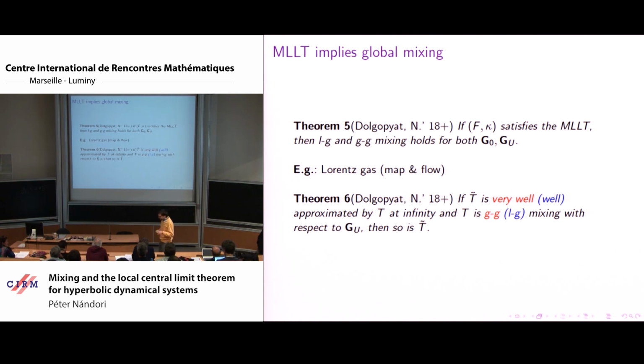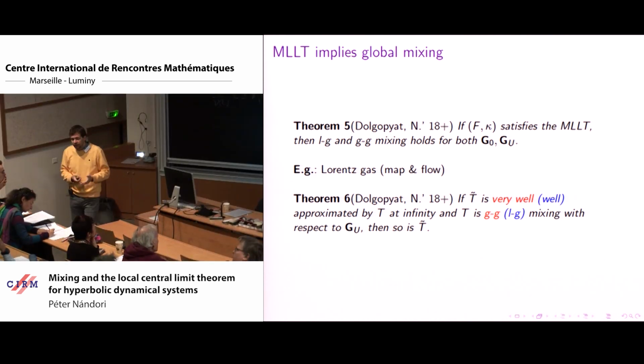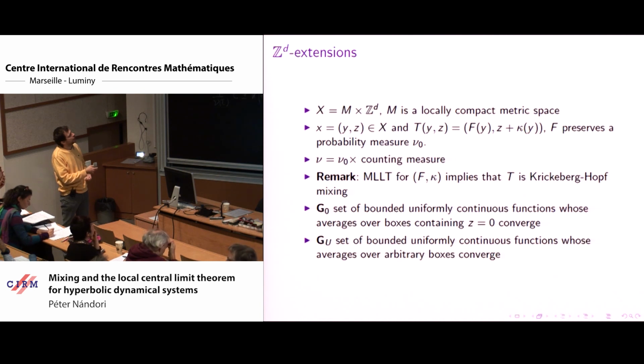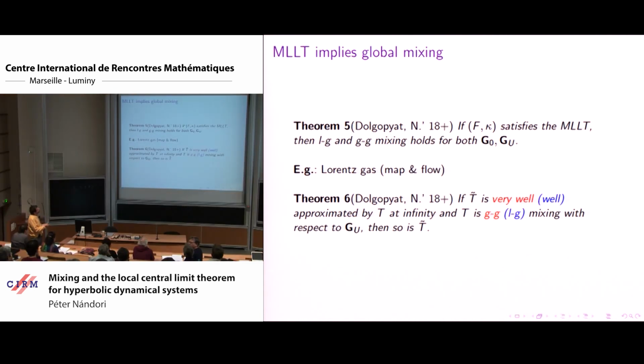So there is a theorem, Theorem 5, if I count correctly, that says that in the case of Z extensions, this is the setup, okay? This is Z extension or Z^d extension. If this satisfies the MLLT, then both local-global and global mixing hold for both of these G0 and GU. Well, actually, it's enough to put here G0 because GU is a subset of that.